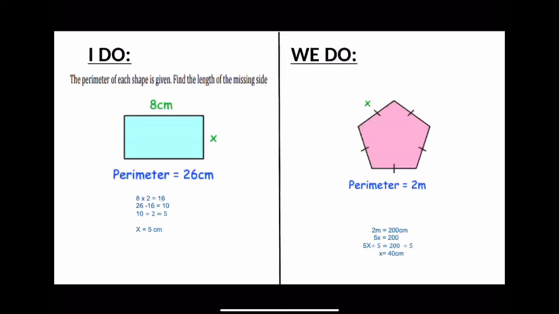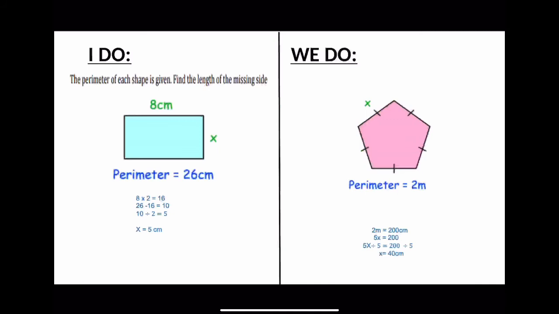Have a look at the pentagon now. So 2 metres, I'm converting that into centimetres because that's going to be easier for us to manage. So 2 metres is the same thing as me saying 200 centimetres. Now 5x is because it's a 5-sided shape. Remember, that's a pentagon. So 5x is equal to 200. If I divide both sides there by 5, I'm left with 1x, because 5 divided by 5 is 1. So 1x is equal to 40 centimetres, because 200 divided by 5 is 40.